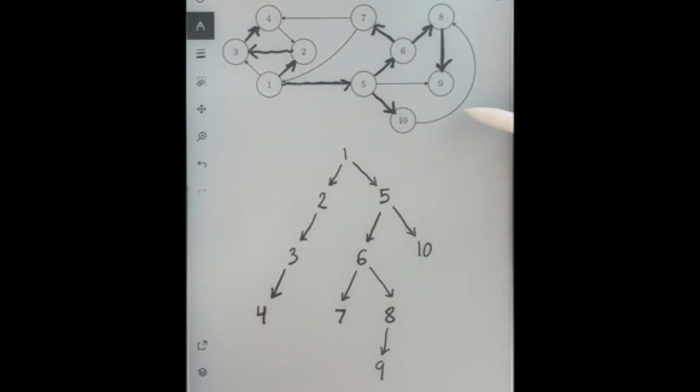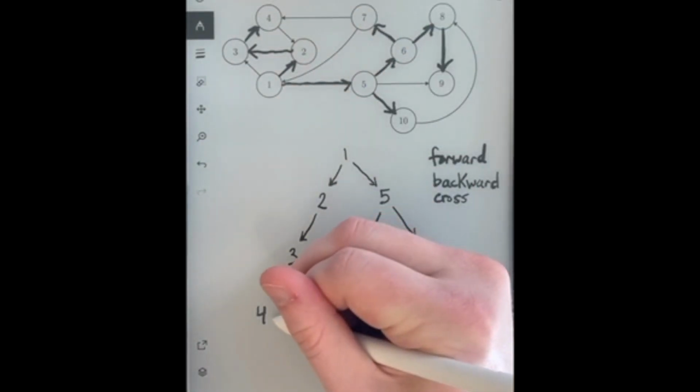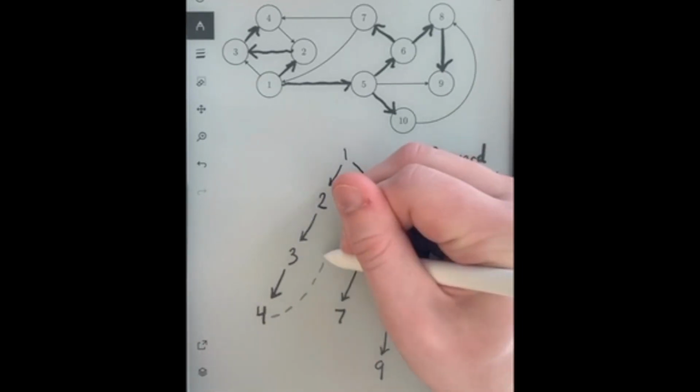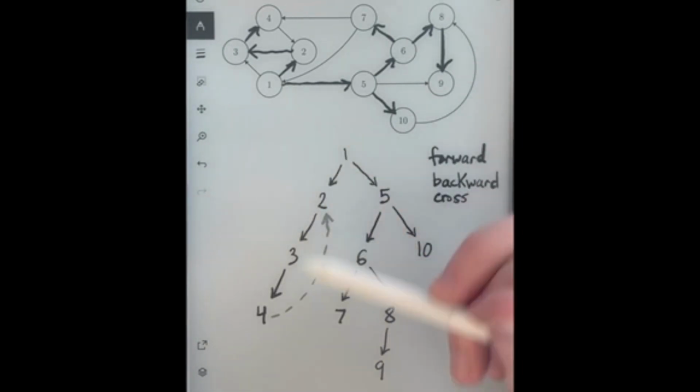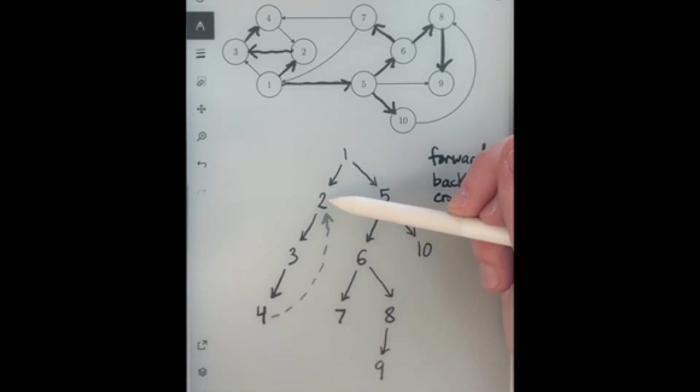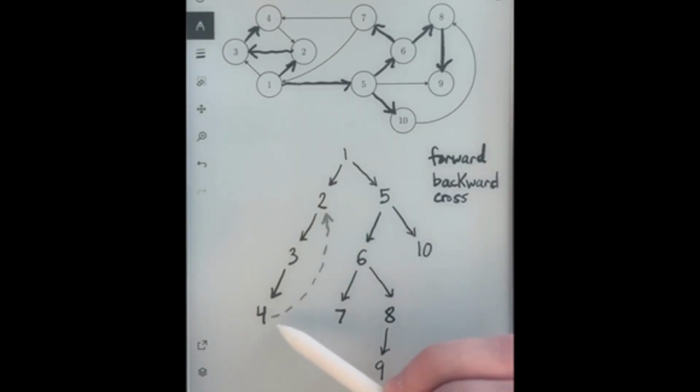All of the other edges that are in the graph are what we call non-tree edges, and we can classify them into 3 different categories: forward edges, backward edges, and cross edges, based on how they line up with the DFS tree. So for example, this edge 4, 2, we can see it looks like this if we put it on the DFS tree. And we call this edge a backwards edge because it's pointing from a descendant to an ancestor. Another way of thinking about this is that 2 was visited before 4, and therefore this is pointing backwards in time.